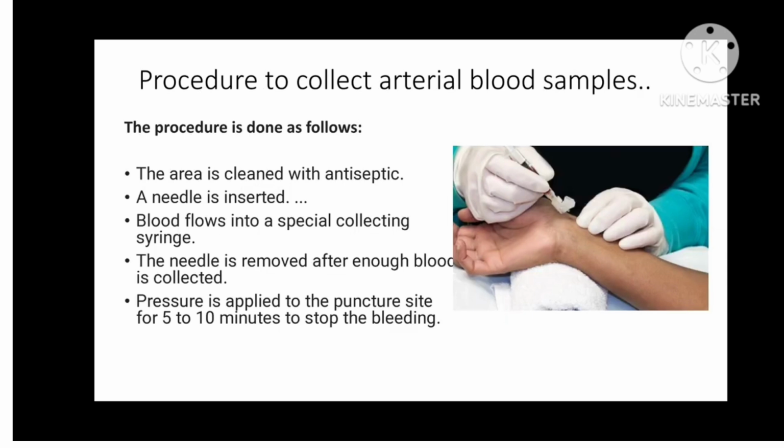Okay, now we will see the procedure to collect the arterial blood samples. The procedure is done as follows. The area is cleaned with antiseptics. A needle is inserted. Blood flows into a special collecting syringe. The needle is removed after enough blood is collected. Pressure is applied to the puncture site for 5 to 10 minutes to stop the bleeding. Here, the syringe is pre-heparinized.